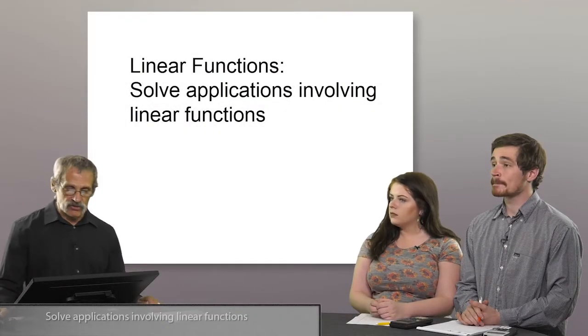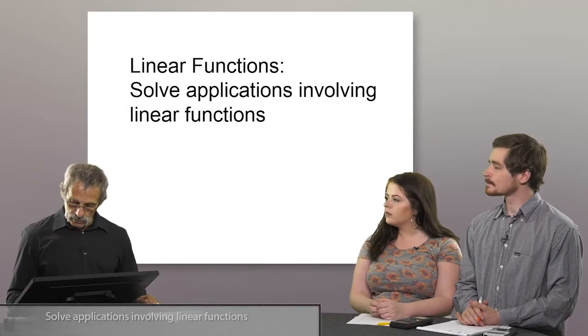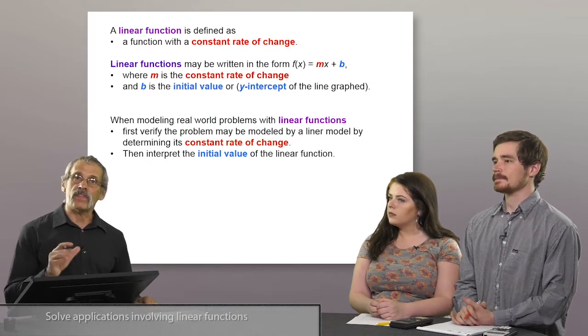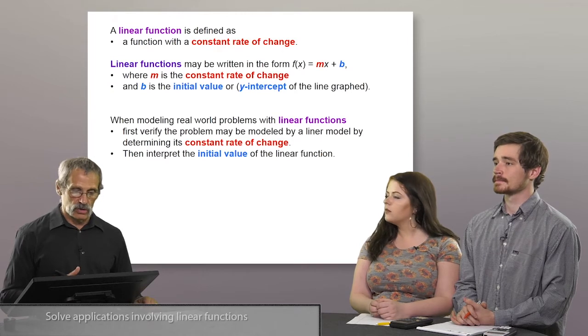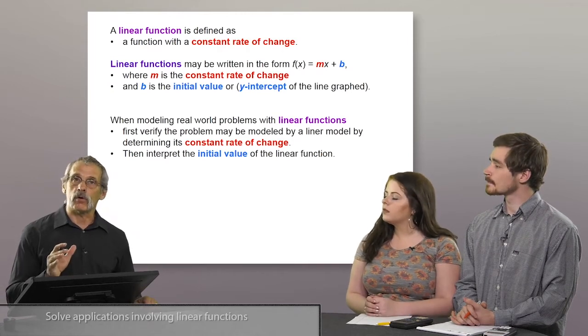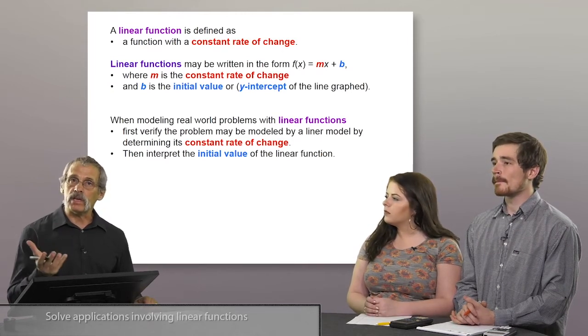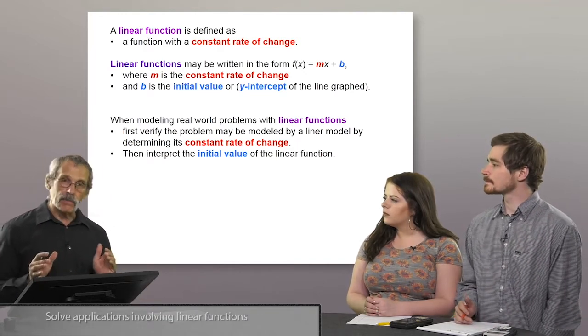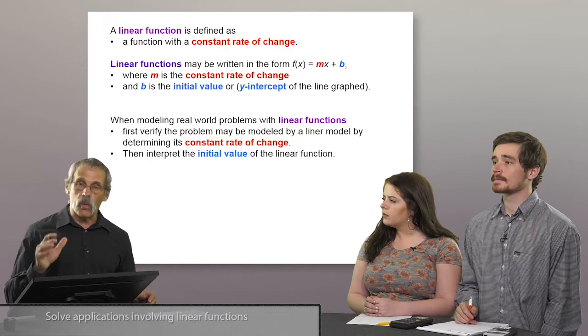Solve applications involving linear functions. Now we know a linear function is defined as a function with a constant rate of change. Linear functions may be written in the form of f of x equals mx plus b, where m is the slope, and that's the constant rate of change, and b is the initial value, or the y-intercept of the line when it's graphed.